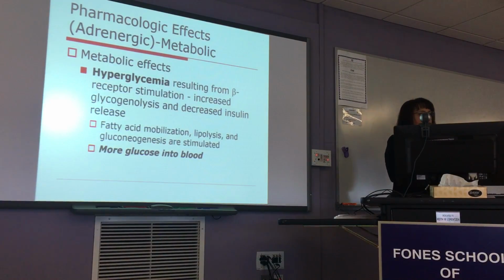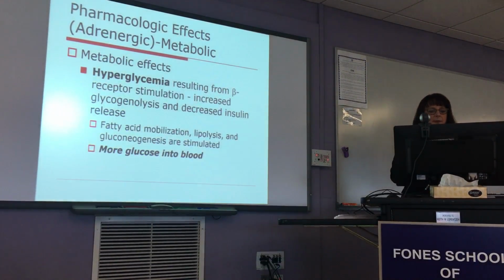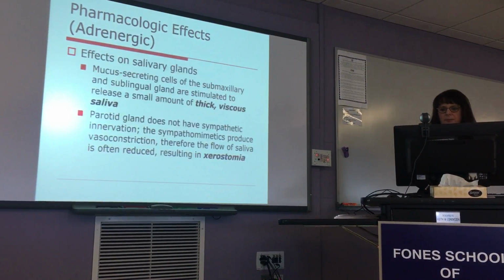Metabolic effects. Because of the glycogenolysis and the dumping of blood glucose into the system, with beta receptors being stimulated, we increase blood glucose and insulin release as well. So more glucose goes into the blood with an adrenergic response.